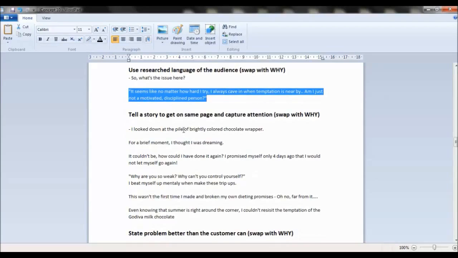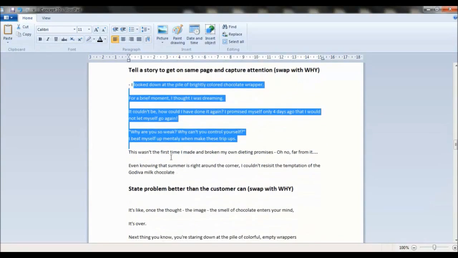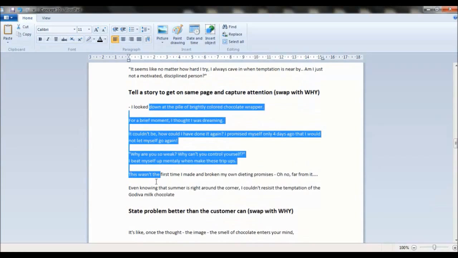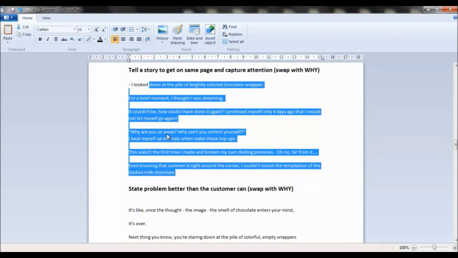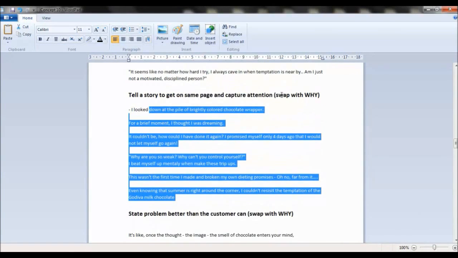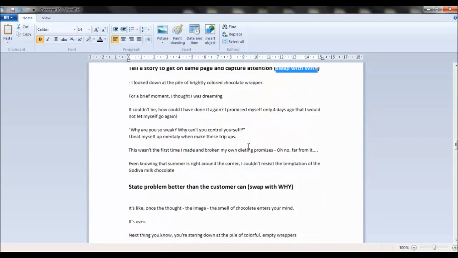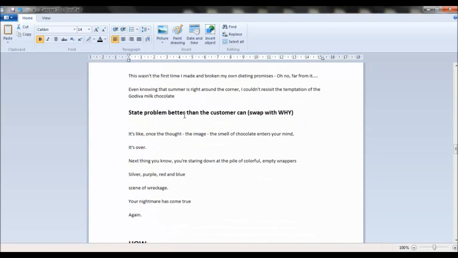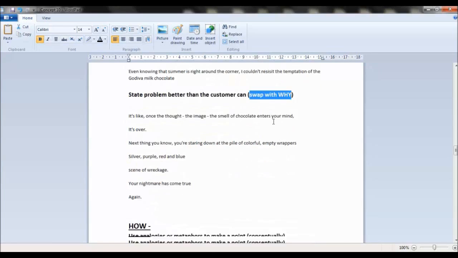Tell a story to get on the same page. I look down, blah blah blah, and we've already kind of read this through. So this is telling a story to show the audience that you understand. And you can also swap this with the why portion. Okay, say the problem better than the customer can. You can also swap this with the why portion.